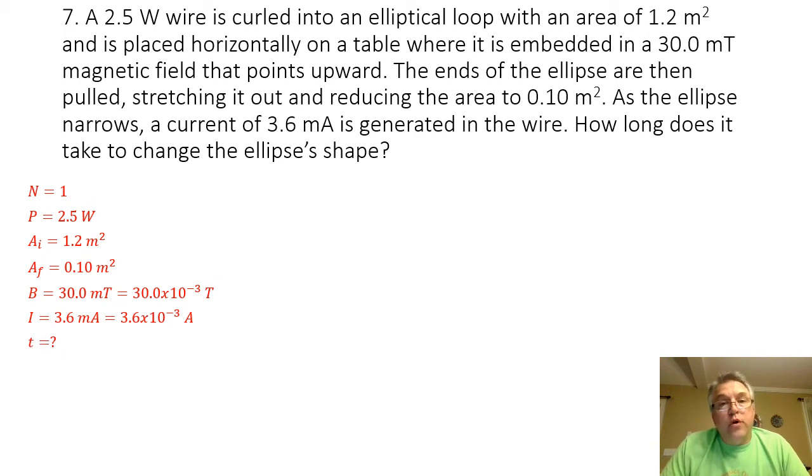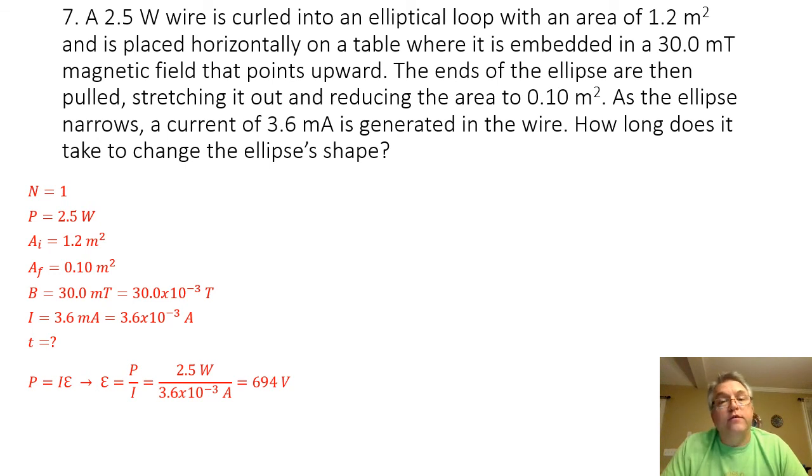We know we're going to need to use Faraday's law of electromagnetic induction. And to use that to solve for time, I know I'm going to need to know the induced EMF in the coil. I'm not given that, but I am given the power and the current. And I know that the power is equal to the current times the voltage. So I can say that the power is equal to the current times the induced EMF in the wire.